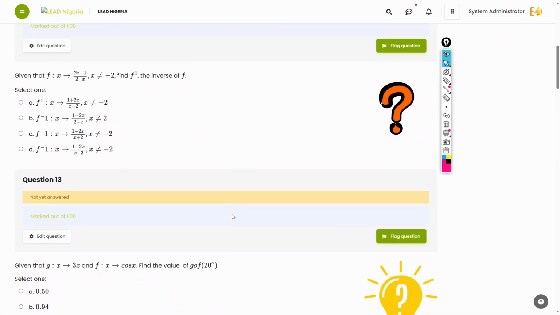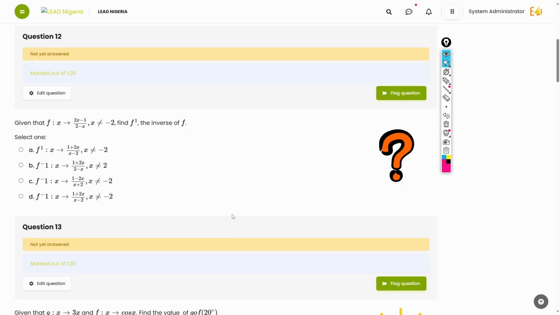That's 11, so let's take 12. We have this function and we're asked to find the inverse. Sorry, this symbol is wrong, so by the time you're watching it, obviously it would have been corrected. So find f inverse.